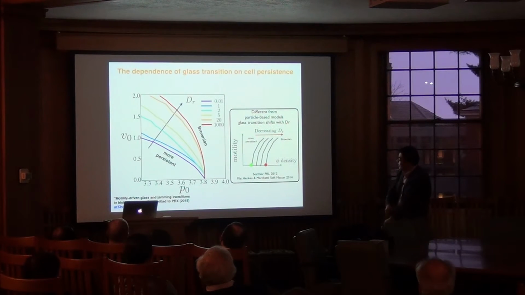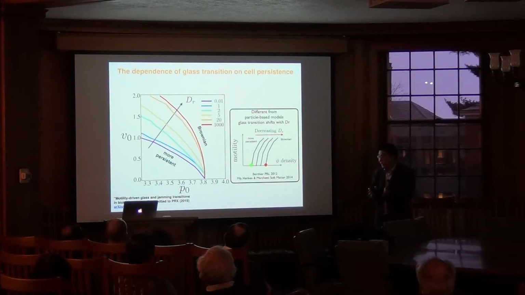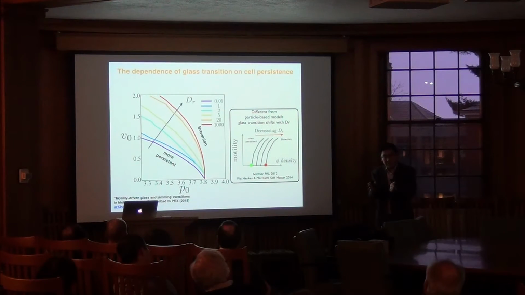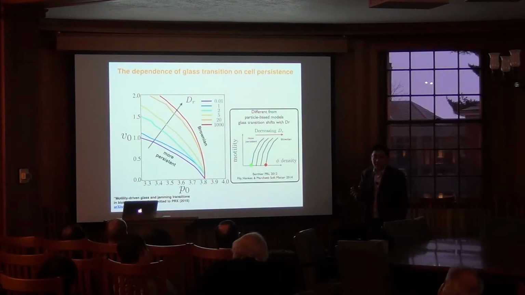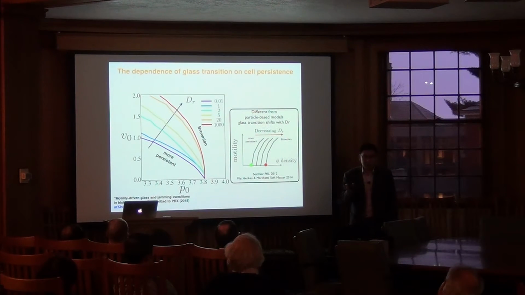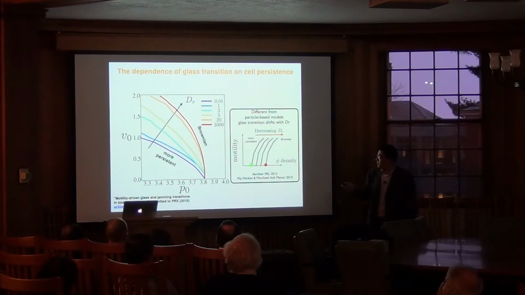So I should just briefly mention, the effect of this Dr parameter essentially tells you how persistent the motion of each cell is. Dr is essentially the rotational diffusion, right? If it's very low, that means the cell basically undergoes super persistent motion. If Dr is high, that means it's constantly changing its heading. So this is more like the Brownian regime, and the other is a more persistent type of motion.